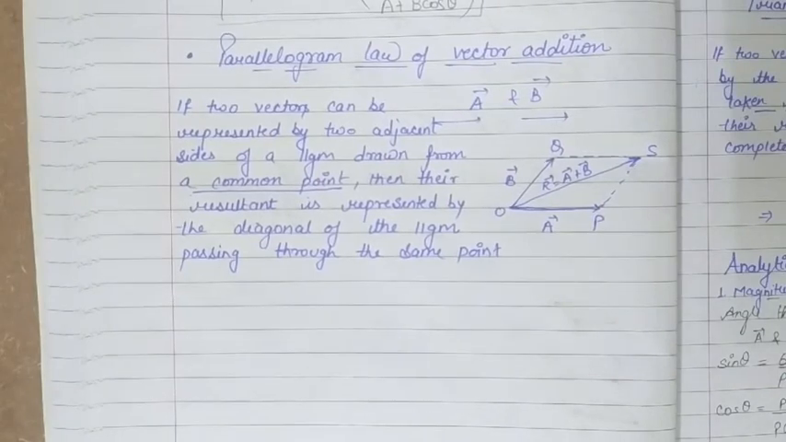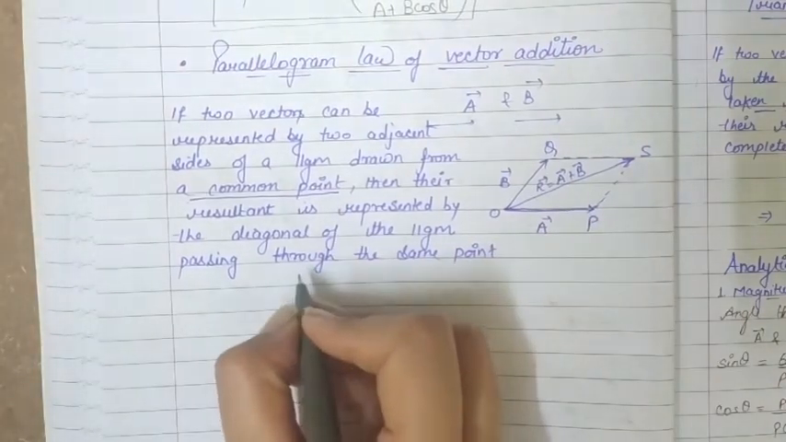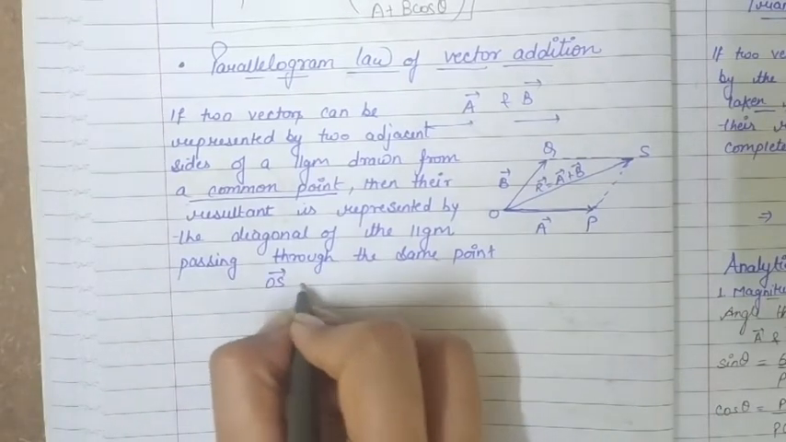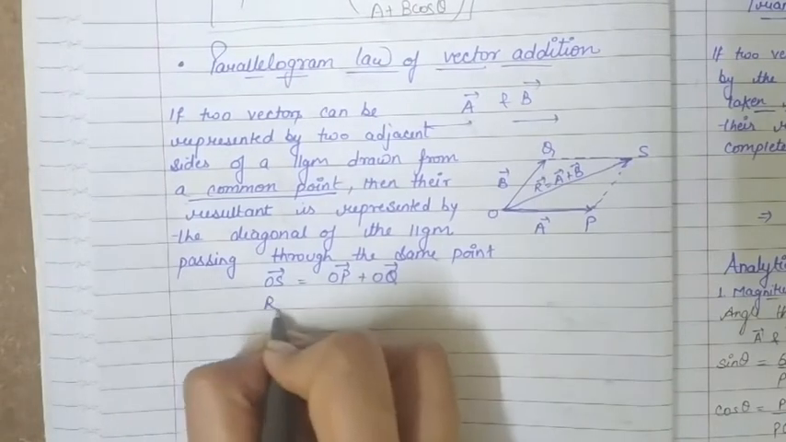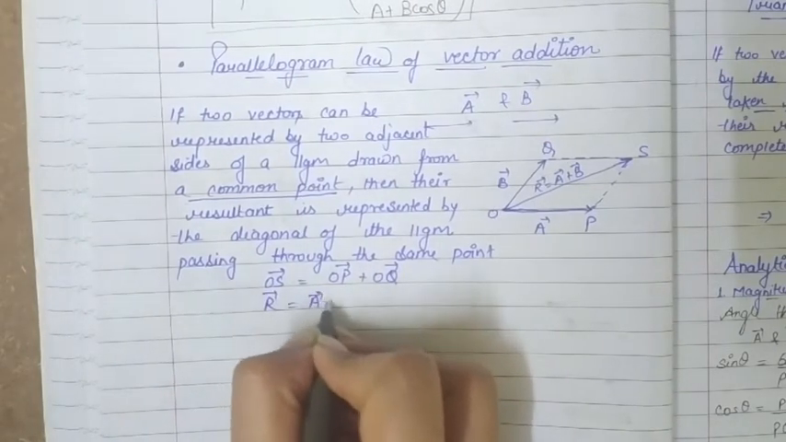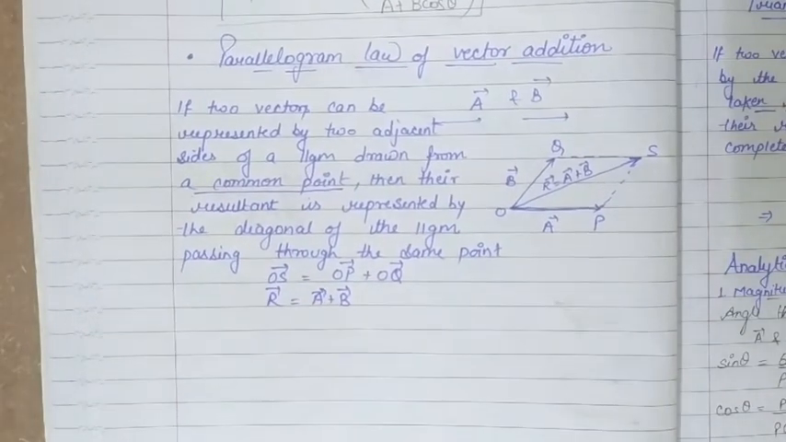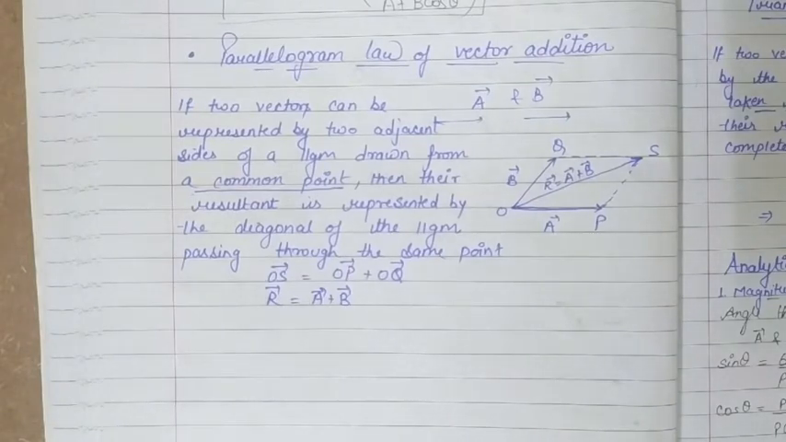Now again we are moving to the analytical treatment for this law, but the answers are same for this also. In the case of parallelogram law of addition, the resultant vector OS vector will be equal to OP vector plus OQ vector, and the final answer we get will be R vector is equal to A vector plus B vector. Now for completely defining this, we need the magnitude of R and we need the direction of R. So for this we are moving to the analytical treatment of parallelogram law of vector addition.